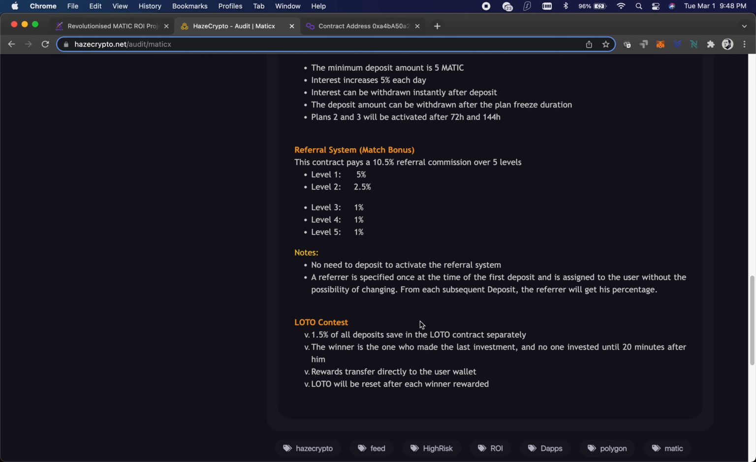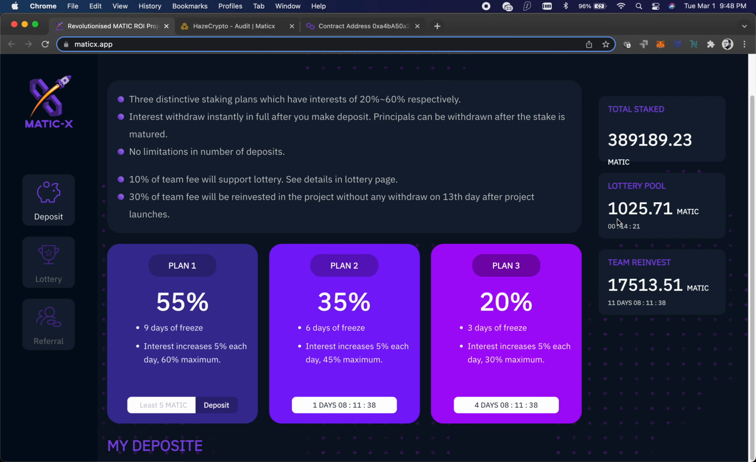Then they have a lotto. A lot of the 1.5% of all deposits go in the lotto, and if there hasn't been an investment in the last 20 minutes, the first one after 20 minutes basically wins the rewards of whatever's in the lotto. And right now, it's over 1,000 Matic. This timer keeps going back up because the deposits keep happening.